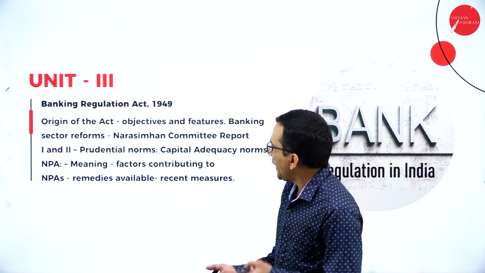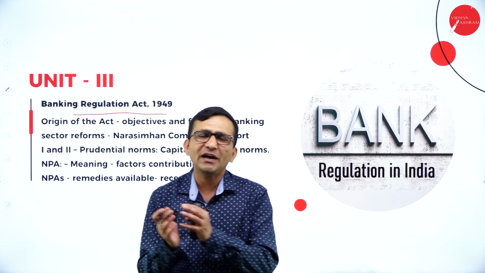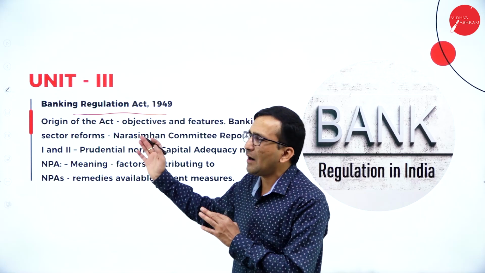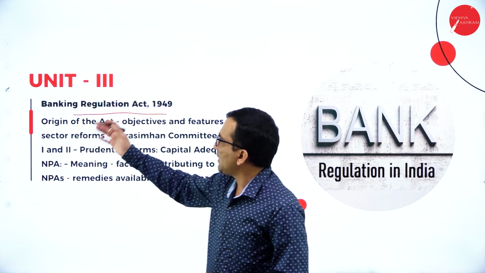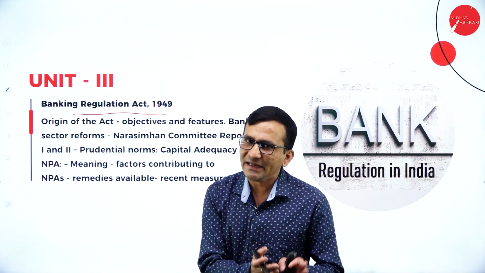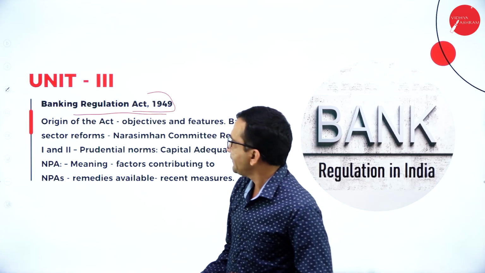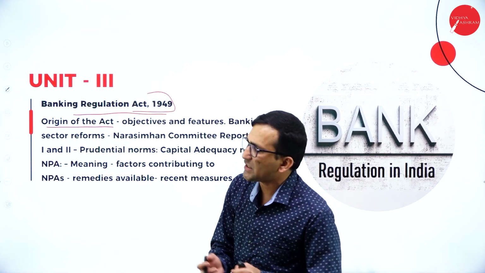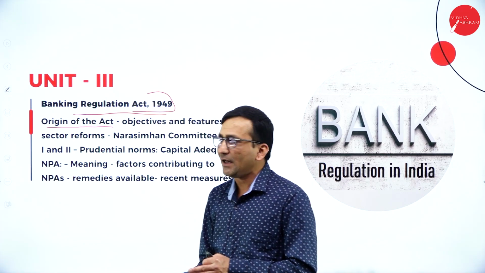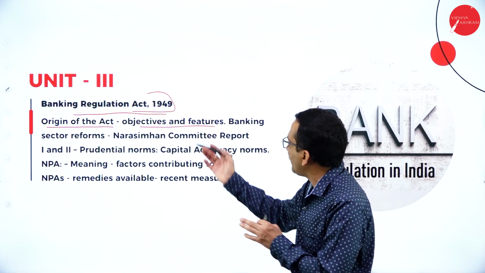And moving to the third unit, Banking Regulation Act. So what all comes under banking, which is coming under the service sector. So here the regulation which is related to the banking sector. So the act was introduced in the year 1949. So origin of the act, how it started, the first act introduced for bank related matters, and the objective and features also I'll try to cover in this.